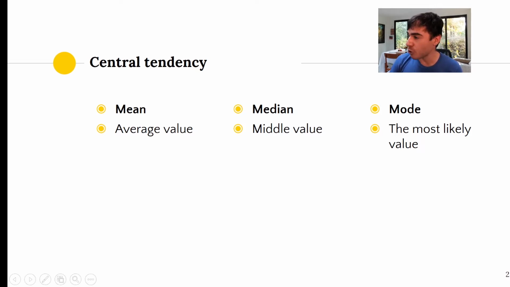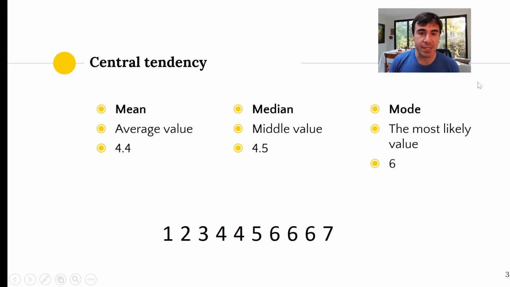We can calculate the mean, median, or mode. I'm sure this is a refresher for most of you, but here's an example. Let's say I counted the number of insects on 10 different plants. I got numbers from 1 to 7. I arranged that in order from smallest to largest. I can calculate the mean, median, and mode pretty easily.